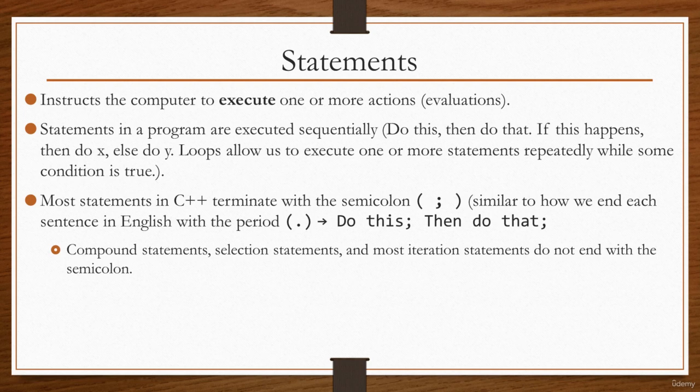Compound statements, selection statements, and most iteration statements do not end with a semicolon. The do while loop does end with a semicolon, but again these are also considered statements. A compound statement, for example, is just a code block, so it ends with a closing curly bracket. It's almost like a statement that contains one or more substatements, and those can also be compound statements, or they can be statements that simply calculate something or do stream manipulation, again console output, console input. So again, not all statements will end with a semicolon.